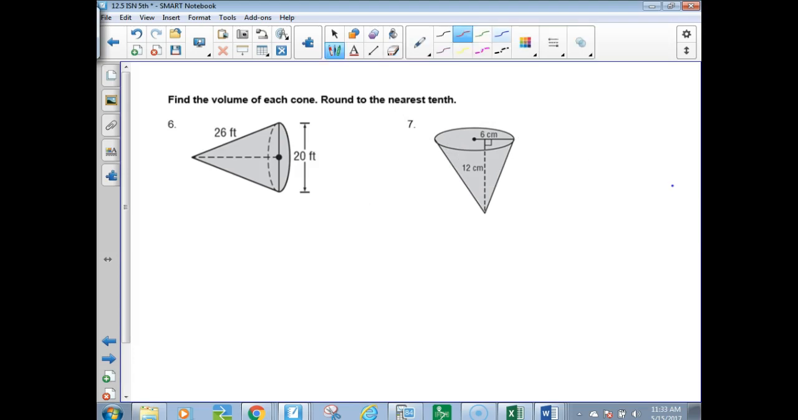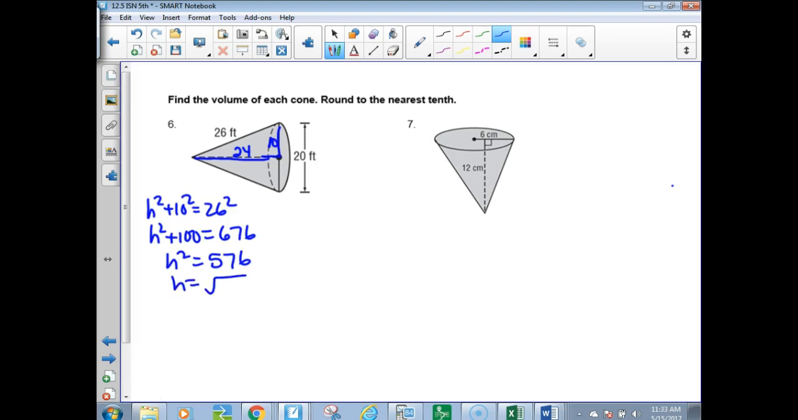Okay, and there's two more examples in our ISN we could quickly do. This one you have to do the Pythagorean theorem. I think that one was actually in our worksheet today. This comes out to be 24 because 8 squared plus 10 squared equals 26 squared. I'm just showing how you got that 24, by the Pythagorean theorem. And then for the volume, we do pi times 10 squared times the height of 24 divided by 3.